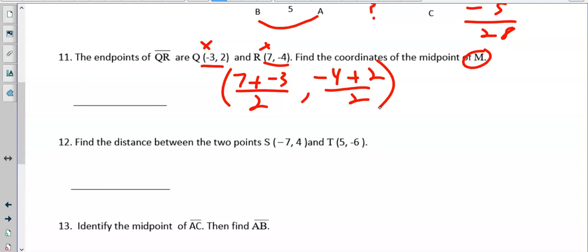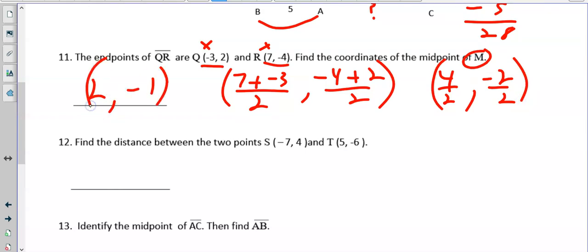Well, 7 plus -3, or 7 minus 3, is 4 divided by 2. -4 plus 2, or 2 minus 4, is -2 divided by 2. And that's going to give me 2, comma, -1.